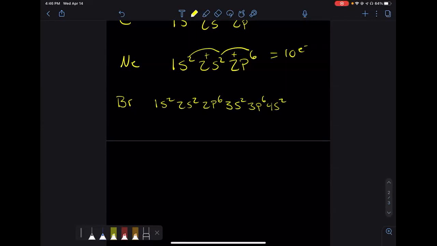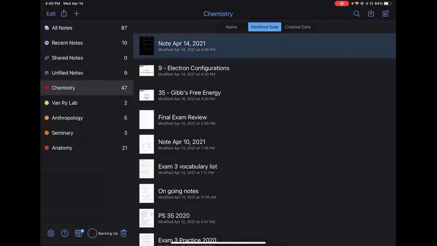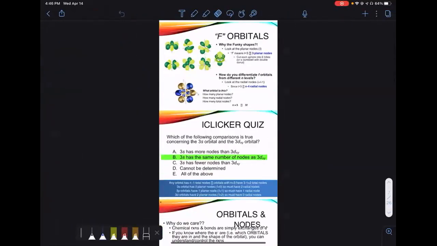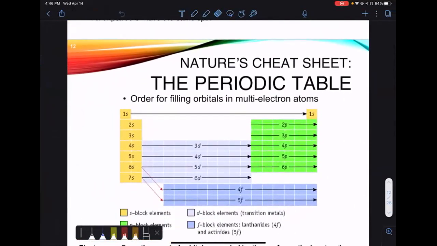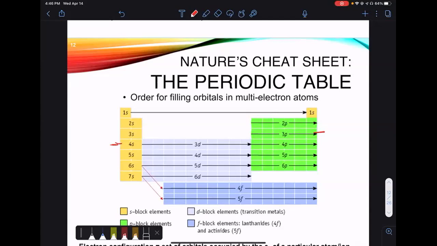Now this is where it gets tricky. We need to remember, just like in his slides, he has a really good figure that shows this. Oh, perfect, right here. Once we get to about this point, I'll get a better color here so you can see it, we're getting to where we have a 3d orbital. Because 3d is of a higher energy than 4s, it's going to get filled after the 4s. So we're going to go 3p to 4s to 3d.